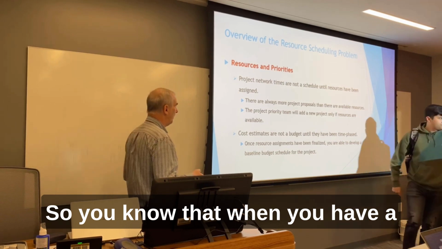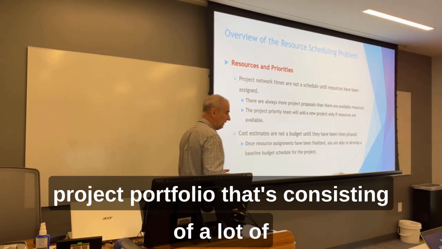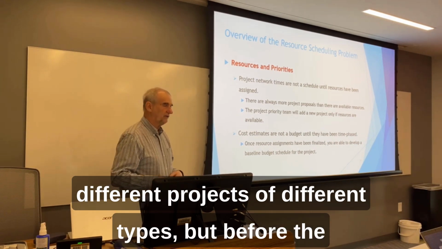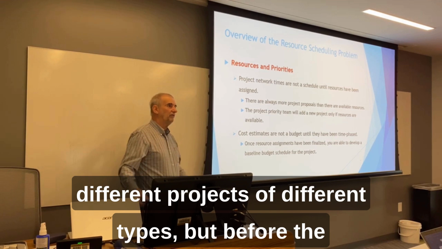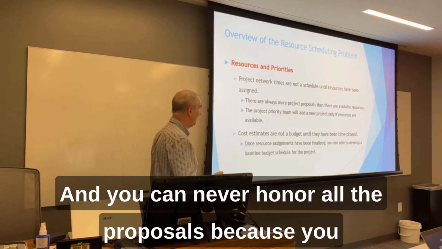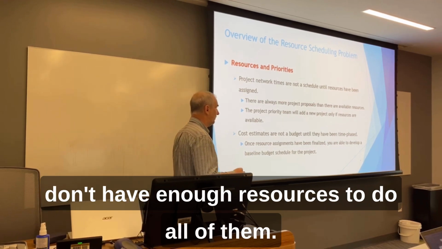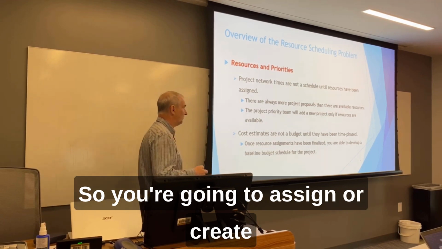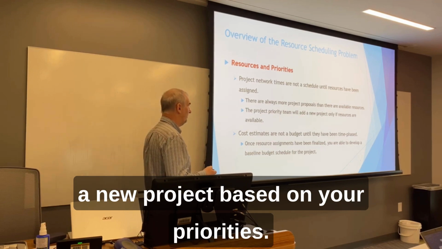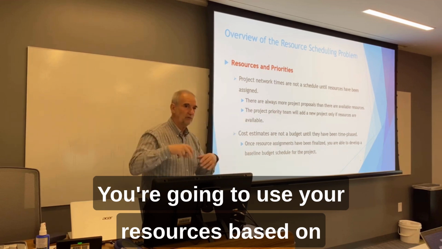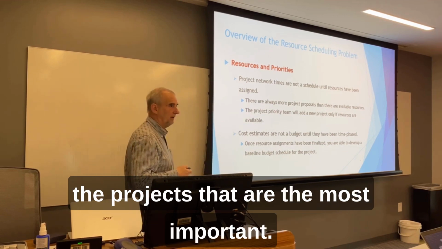So you know that when you have a project portfolio, it consists of a lot of different projects of different types. But before the portfolio is created, there are a lot of proposals. And you can never honor all the proposals because you don't have enough resources to do all of them. So you're going to assign or create a new project based on your priorities. You're going to use your resources based on the projects that are the most important.